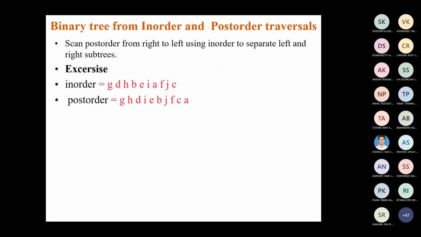Next, in the previous example, we constructed the binary tree by using the in-order and the pre-order. Now we are going to use the in-order and the post-order. How exactly are you going to visit the nodes in the post-order traversal? What is the order of visiting the nodes in the post-order traversal?